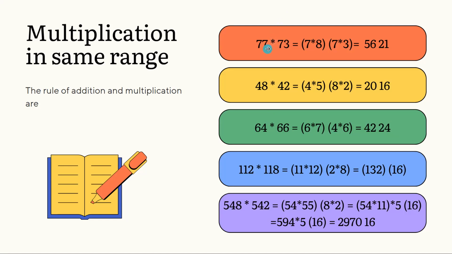So whenever the numbers are in the same range, that is the first condition. Second is that the last digits sum to 10. Then with the first digit, you just add 1 and multiply. So 7 into 7 plus 1, in this case 8, 7 into 8, which is 56, and you multiply the last two digits, which is 21, right? Similarly here it is 4 into 4 plus 1, that is 5, so 20, and then 8 into 2, that is 16, giving 2016.